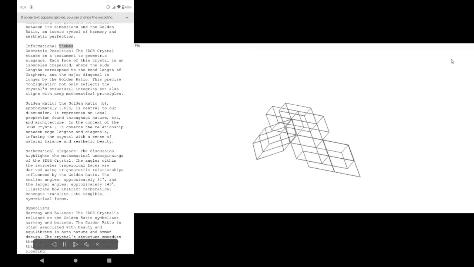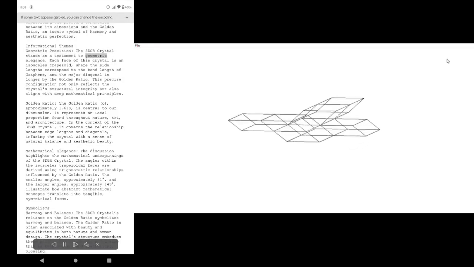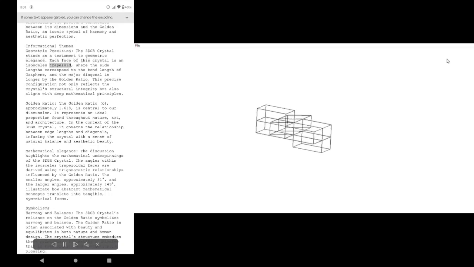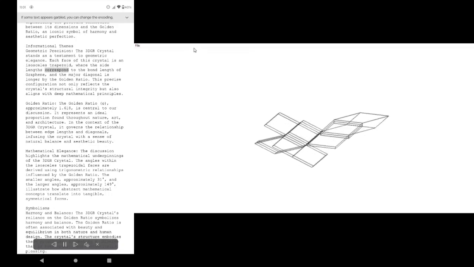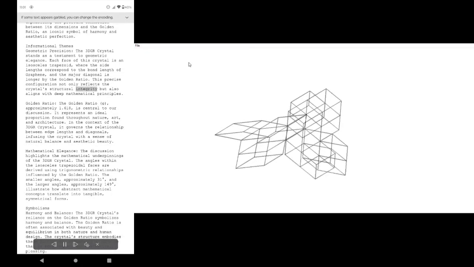Informational themes. Geometric precision. The 3D GR crystal stands as a testament to geometric elegance. Each face of this crystal is an isosceles trapezoid, where the side lengths correspond to the bond length of graphene, and the major diagonal is longer by the golden ratio. This precise configuration not only reflects the crystal's structural integrity, but also aligns with deep mathematical principles.